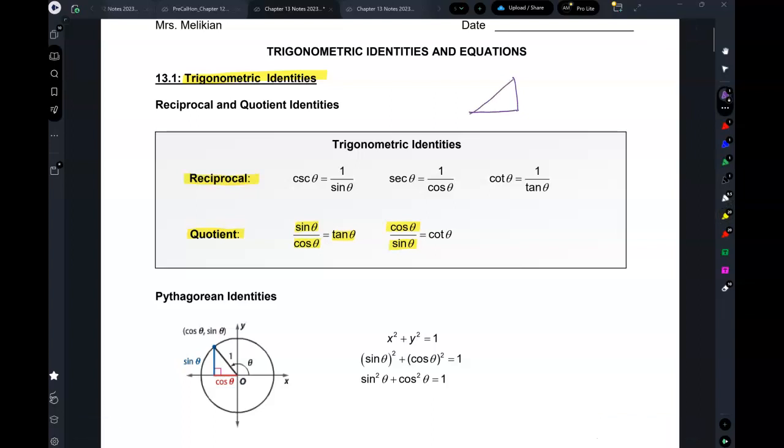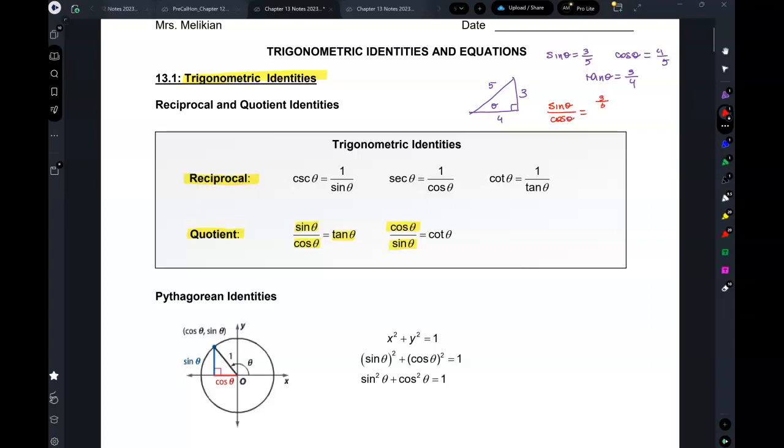Suppose you have a triangle like this. This is theta, and these sides are 3, 4, and 5. Sine of theta is 3 over 5. Cosine of theta is 4 over 5. And just by looking at the triangle, what is the tangent of theta? 3 over 4.